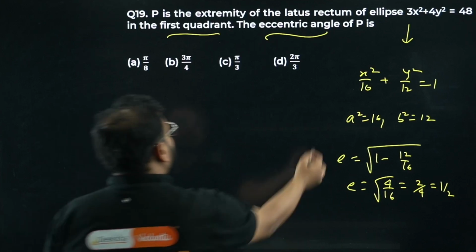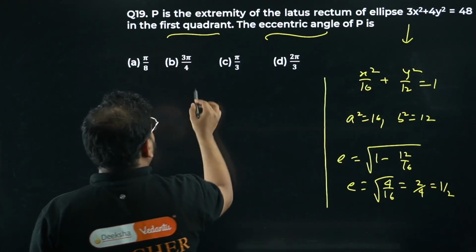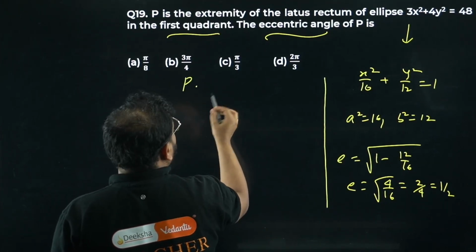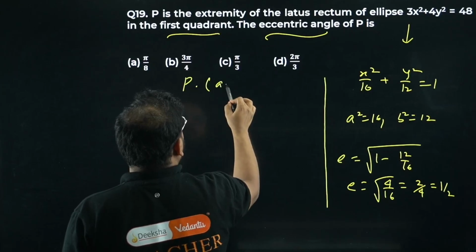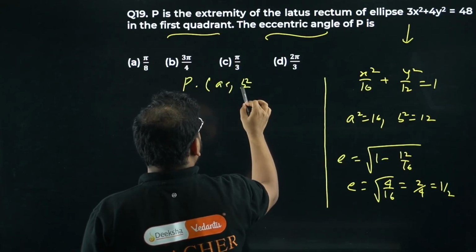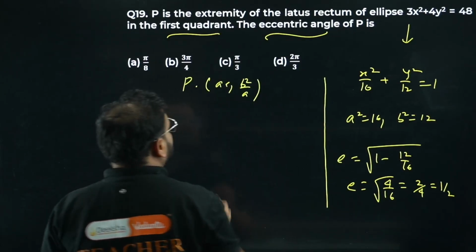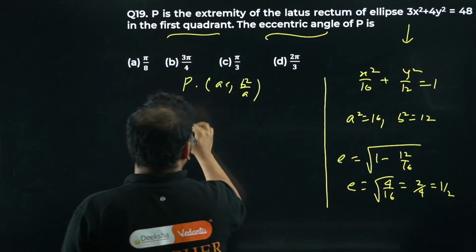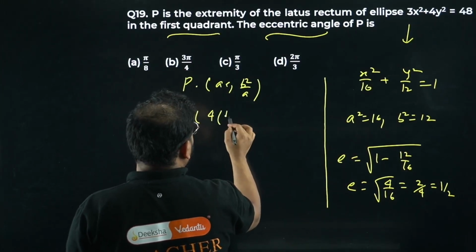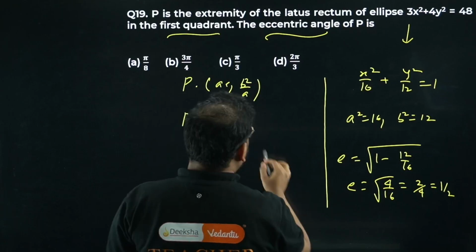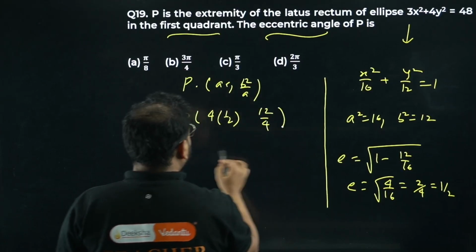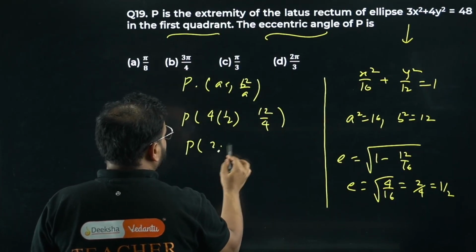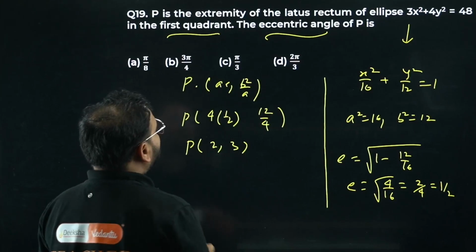P is one of the extremities of the latus rectum, so P will be (ae, B square by A). Can I find this value now? Yes, we have A as 4, so it becomes 4 into 1 by 2, and B square is 12, so 12 by 4. So I have this value as (2, 3). This is the value for the point P.